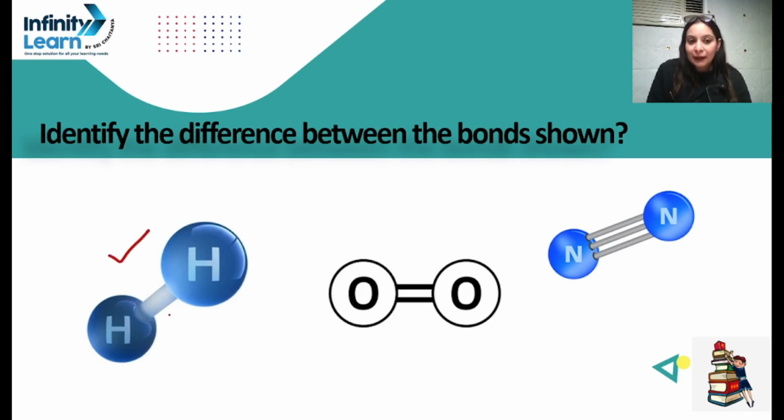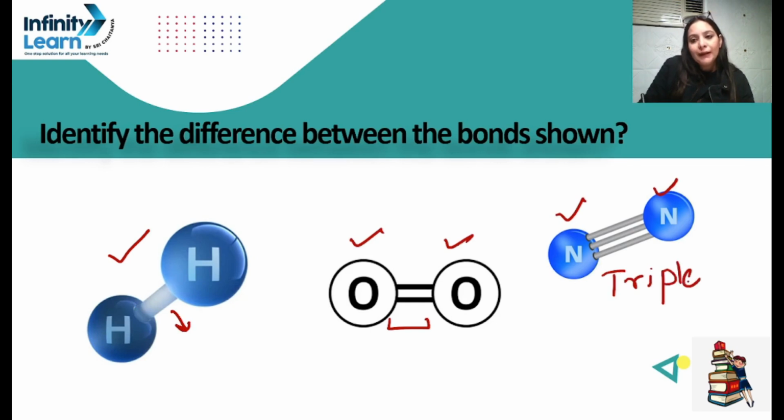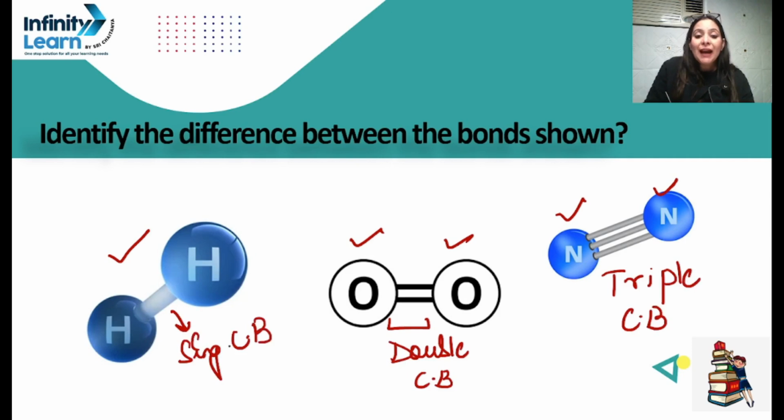And they are linked by a bond, and this you can see is a single bond. Two oxygens linked together by a double bond. Two nitrogens, you can see three linkages, linked together by a triple covalent bond. I'll write here triple, and this is double covalent bond, and this is single covalent bond. You must be thinking why I have directly written covalent bond.